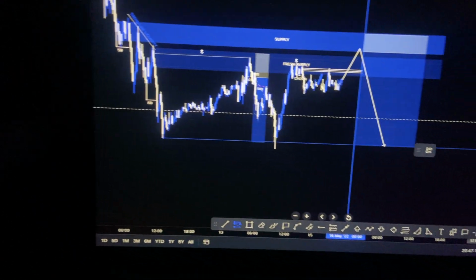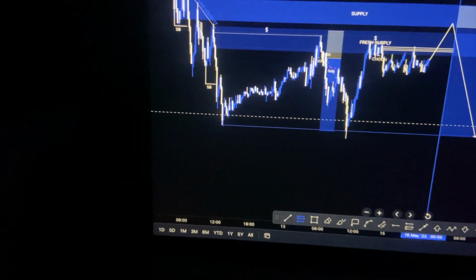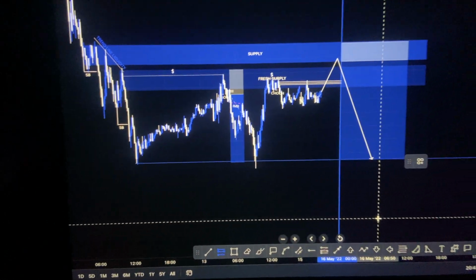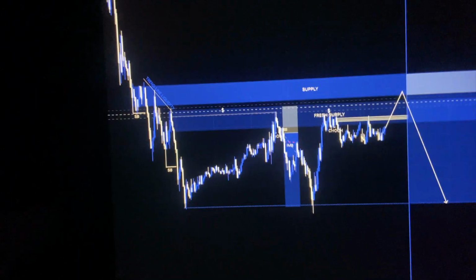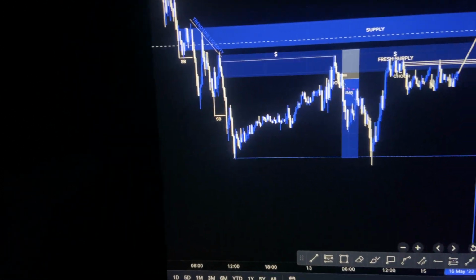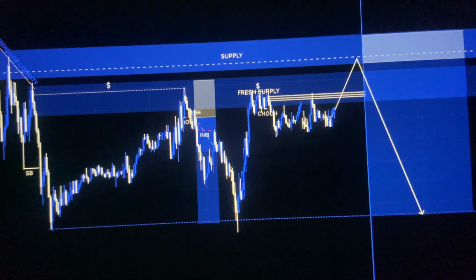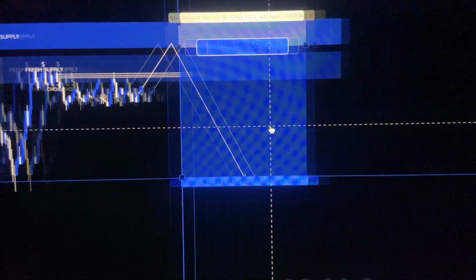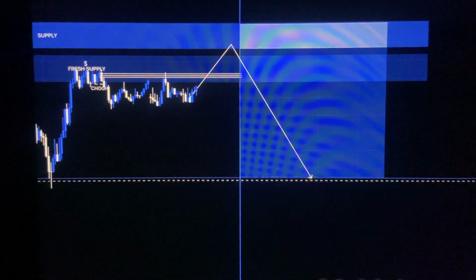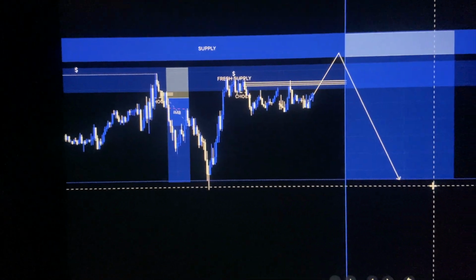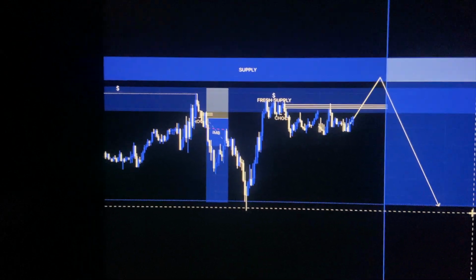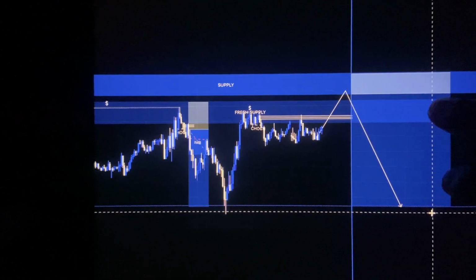Guys, it's actually Sunday, the start of the trading week, and we are currently looking at Euro USD. I have this trade idea here. I'll give you an update as the week progresses, but this will be the first trade I'm looking at.